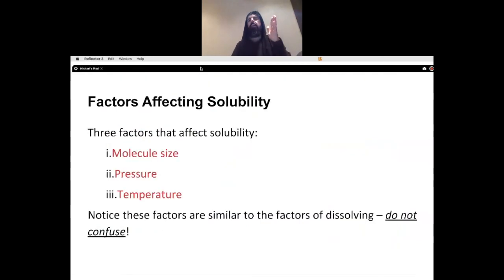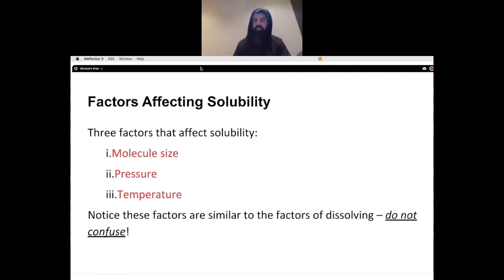So now all that we talked about was the ability for something to dissolve, so the actual physical act of dissolving. Now we're going to be looking at the factors affecting solubility. Notice that these factors are similar to the factors of dissolving, but they are not the same, so not to be confused.